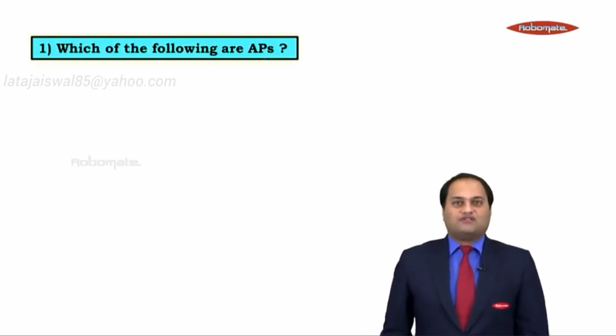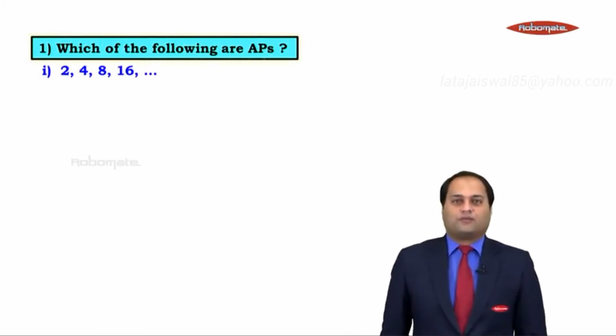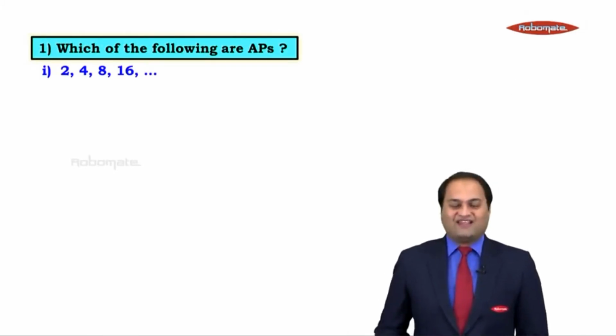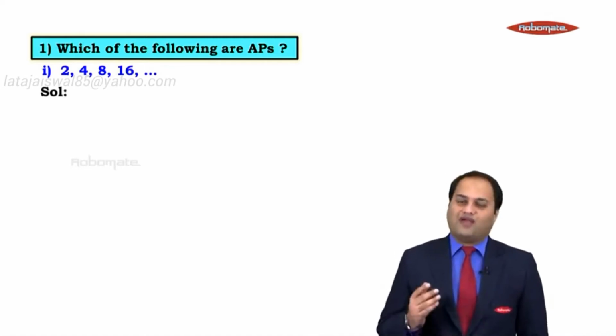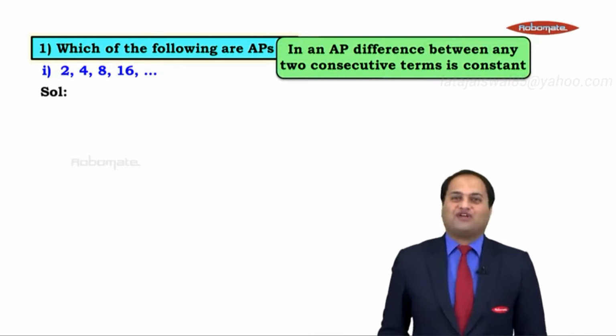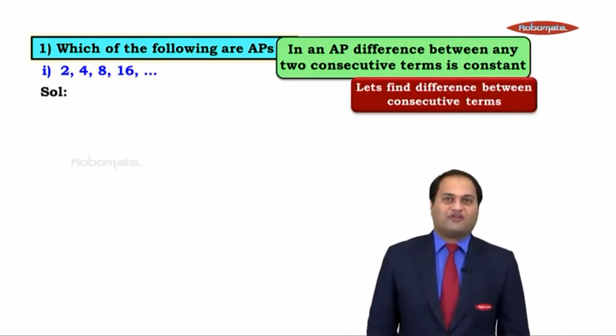The question is, which of the following list of numbers is an AP? The very first sub question is 2, 4, 8 and 16. Let's start. What's an AP? AP is a sequence in which the difference between any two consecutive terms remains the same. So let's find the difference between two consecutive terms.